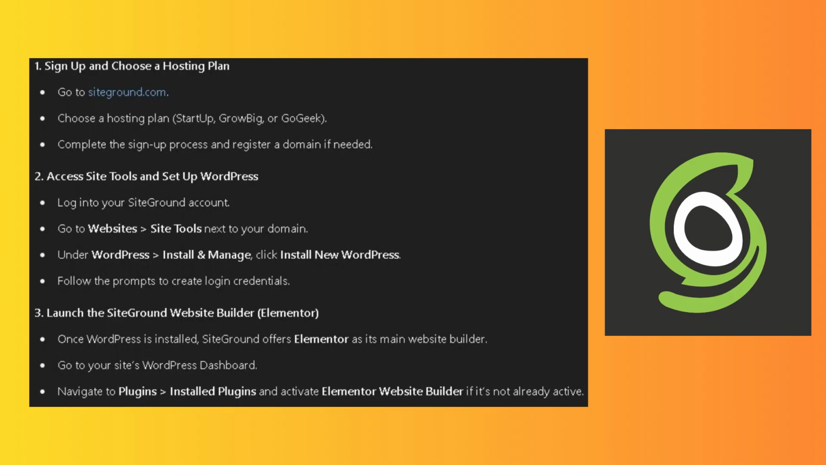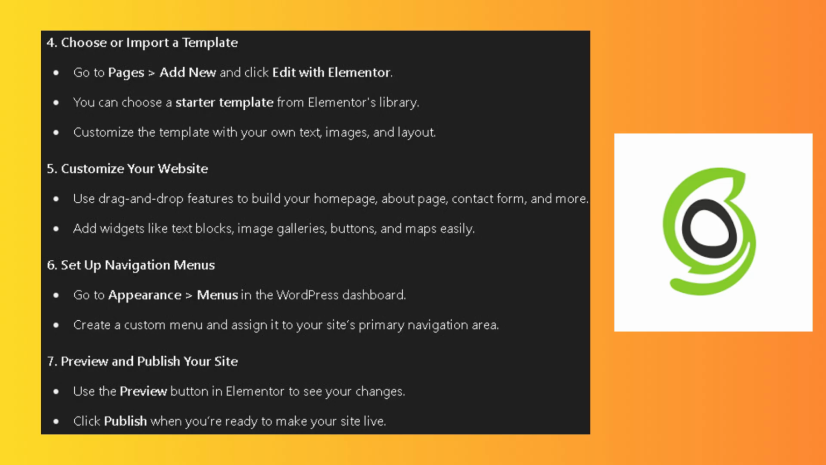Once WordPress is installed, Siteground offers Elementor, which is a main website builder. Go to your site's WordPress dashboard. Navigate to Plugins and Installed Plugins and activate the Elementor Website Builder. Choose or import a template. Go to Pages and Add New, then click Edit with Elementor.